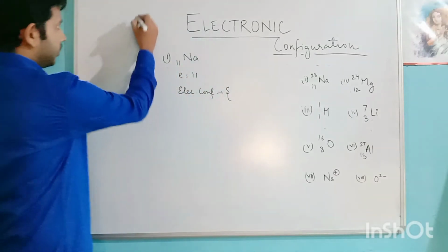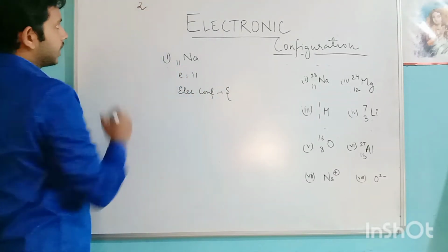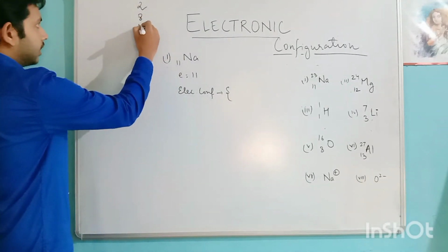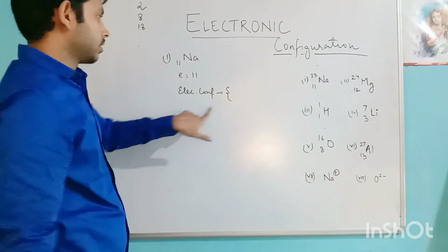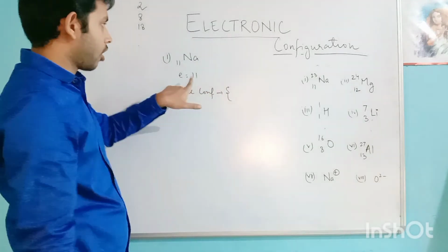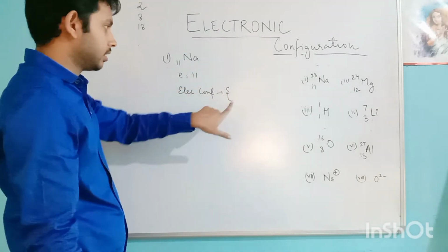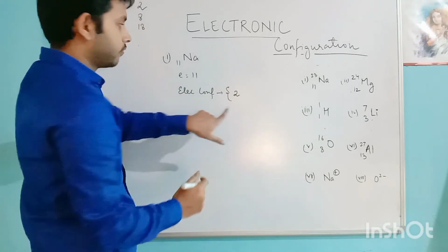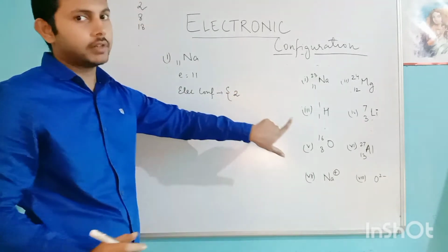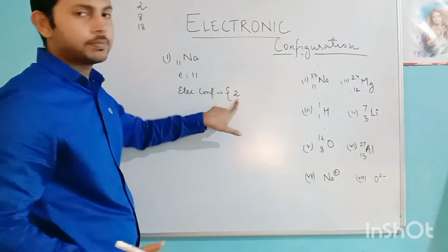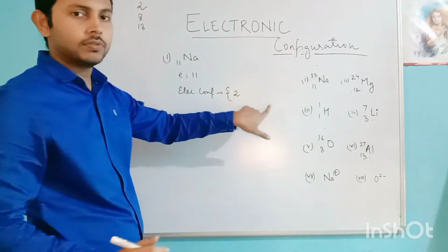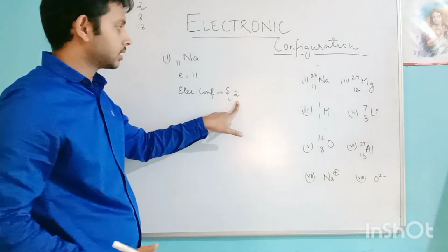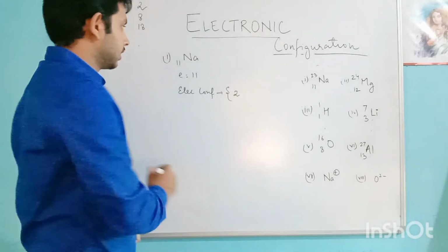In first cell, you studied that there can be a maximum of 2 electrons. In second 8, third 18 and so on. So how many electrons are there? 11. So first we have to write here 2. We have to fill the cells one by one. You cannot put one electron here and then move to the second cell. You have to fill the first cell first and then you have to move to the second cell.